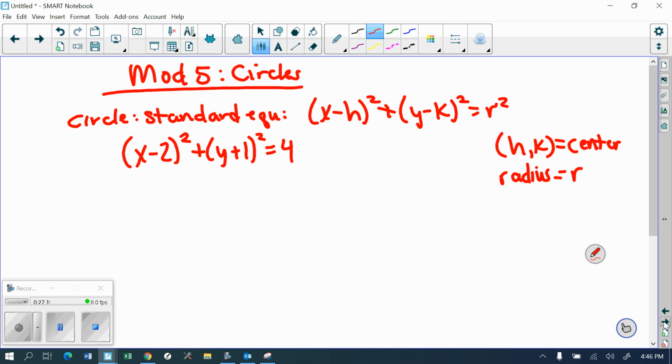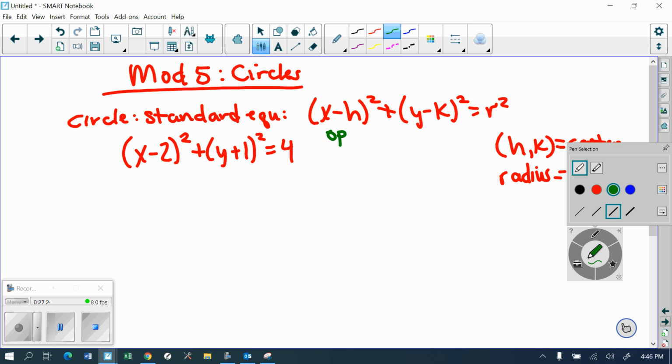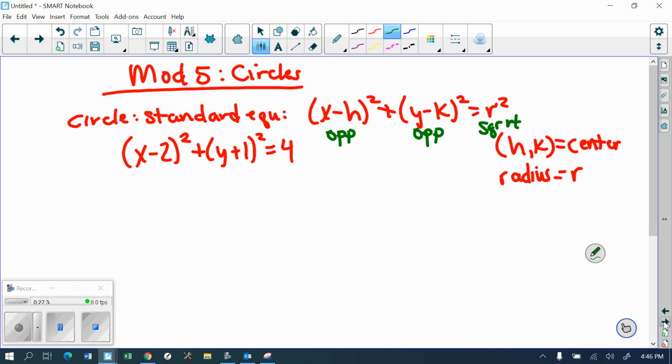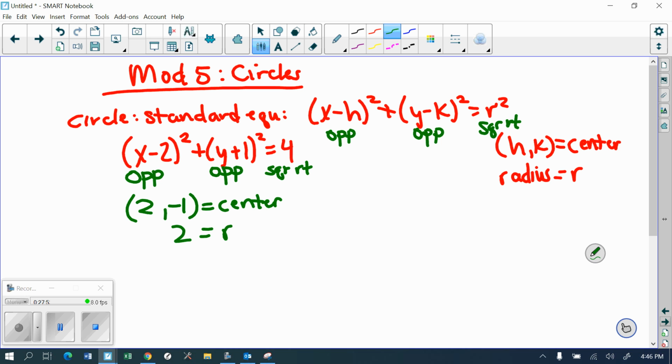The three words that you should have memorized that go along with it: opposite, opposite, because another word for subtraction is opposite, and square root. Why square root? Because that says r squared, and we want r, so you have to go down to get to r. Rule 1 is take the square root. So opposite, opposite, square root. That's going to be 2 comma negative 1 as my center, and the radius equals 2. The square root of 4 is 2.